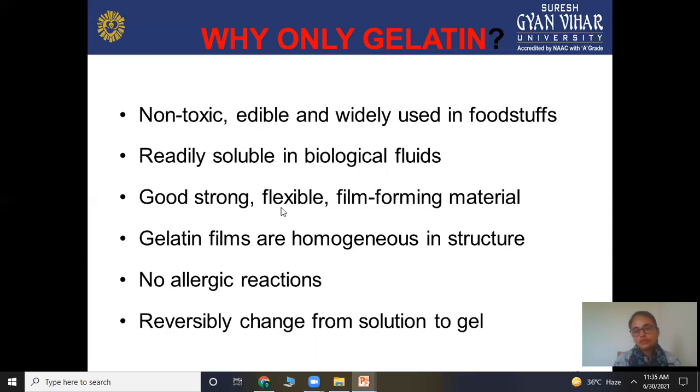Next is good, strong, flexible, film-forming material. This is also a good and flexible material, and film forming also takes place with this gelatin. And gelatin films are homogeneous in structure compared to any other excipient, and non-allergic reaction. No allergic reaction or allergy is observed by using this gelatin, and it reversibly changes from solution to gel. If you don't require too much gelatin, or you want to convert into a solution form or a gel form, it can easily change from solution to gel or gel to solution. So reversible change also takes place with gelatin. That's why I use gelatin for this capsule preparation.